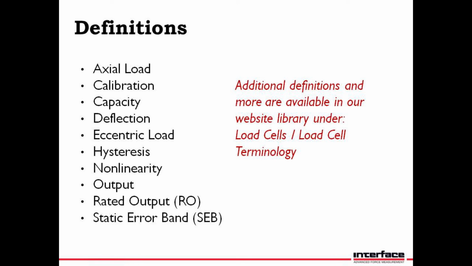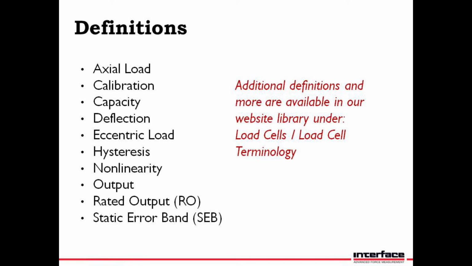Next, non-linearity, hysteresis, and SEB are some of the performance parameters that the sensor is tested for. But unlike some of the other performance parameters, let's say like symmetry, repeatability, and creep, these three parameters, non-linearity, hysteresis, and SEB, those are recorded on a standard calibration form.